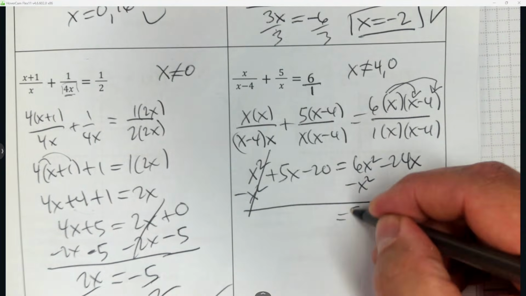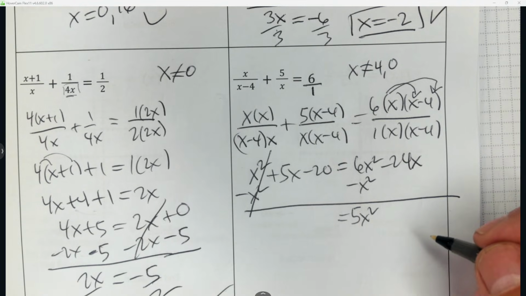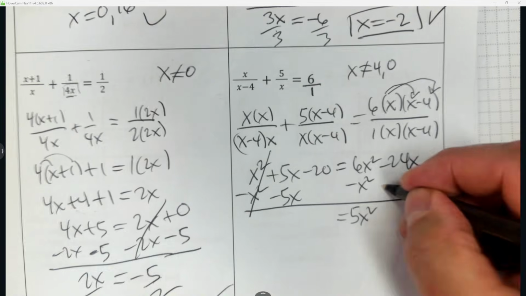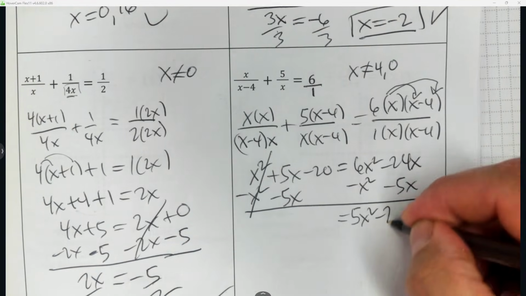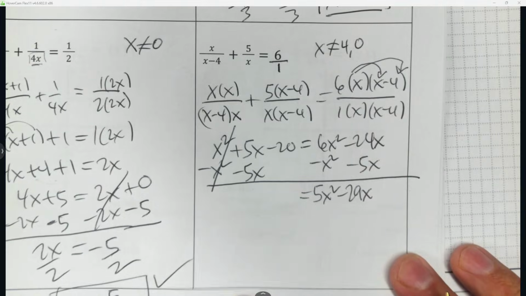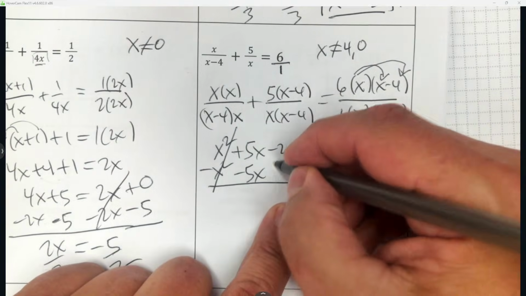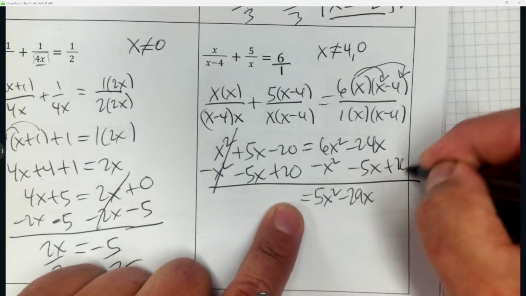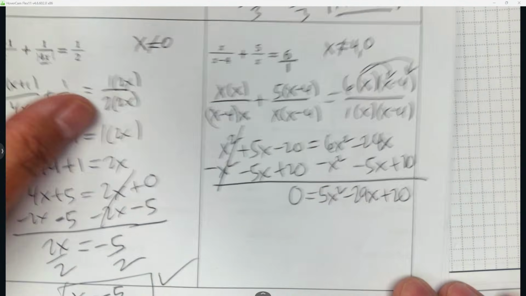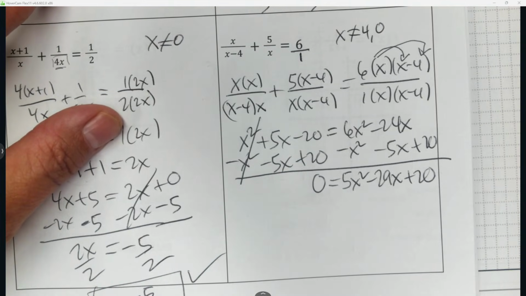So this is 6 take away 1, which is 5x squared. I'm going to subtract 5x. That's negative 29. And then I'm going to add 20. There's not even a number there, so you just add 20 at the end. That's equal to 0 now, and now we can solve this by factoring.